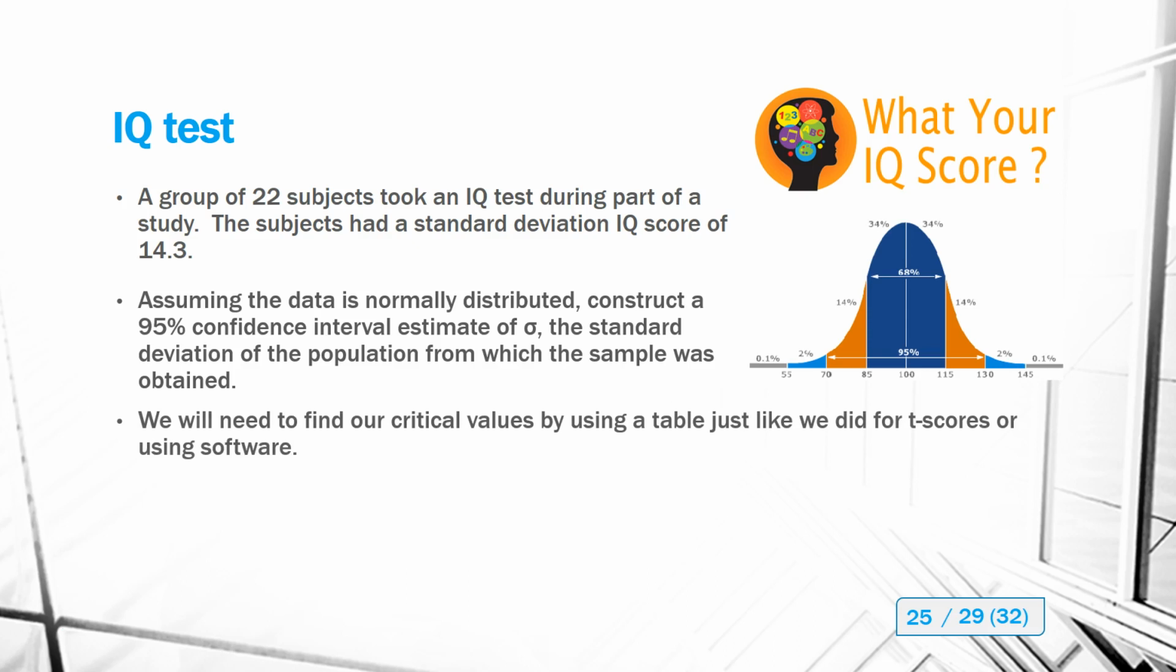To do that, we need to find our critical values. We either do that using a table like we just did for t-scores, and many of the chi-squared tables are organized in a similar fashion to that of the t-tables. So if you want, you can use a chi-square table, or you can use software, get your critical values out. Either way, your lower critical value will be 10.283. Your upper critical value, the one on the right, will be 35.479.